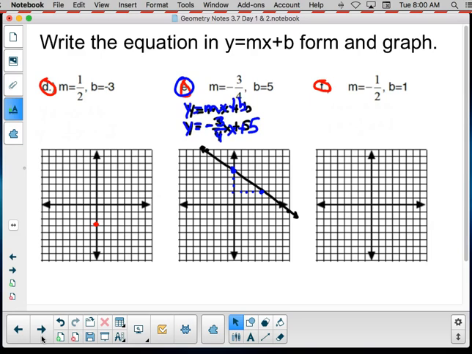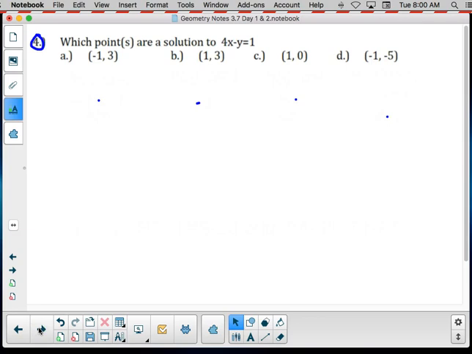Okay, so sliding on. Which points are a solution to 4x minus y equals 1? How I find that is I just plug numbers in for x and y. So I pop my negative 1 in for x, my 3 in for y, and I find that after I evaluate, negative 7 is not equal to 1, so that is not a solution.